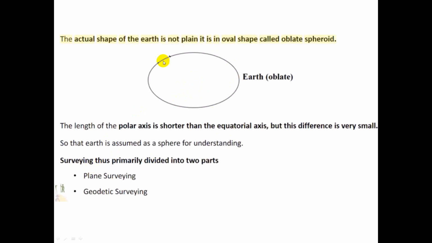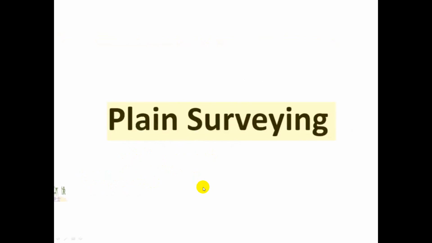Because of the complicated shape of the Earth, surveying is primarily divided into two types: plane surveying and geodetic surveying. So first let's talk about plane surveying. Again, sorry, the spelling is wrong. It's PLANE. I did not edit it. Only now did I notice it. Anyways, moving on. So plane surveying.